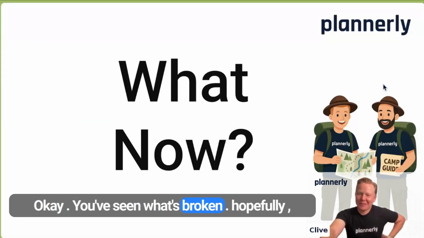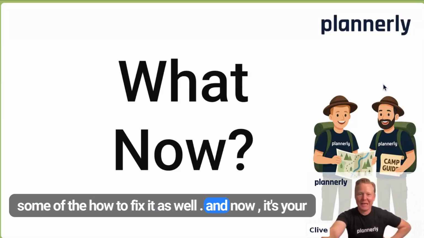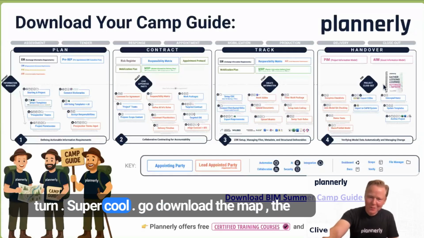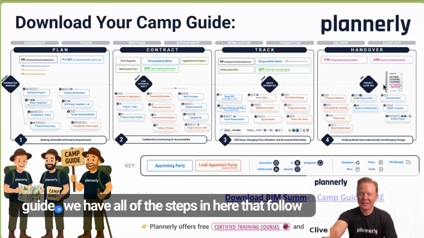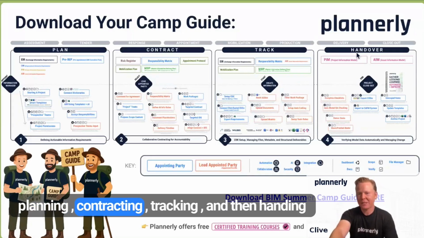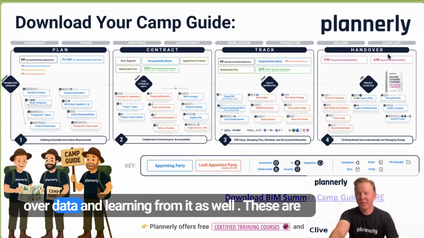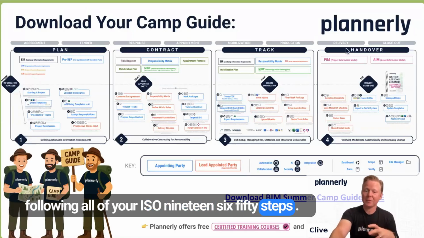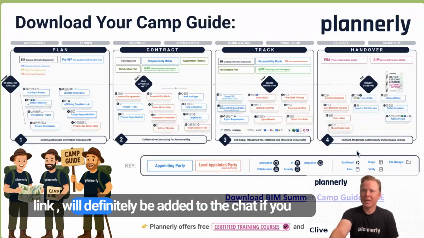You've seen what's broken, hopefully some of how to fix it as well. And now it's your turn. Super cool. Go and download the map, the guide. We have all of the steps in here that follow the workflows that we've looked at so far. So planning, contracting, tracking, and then handing over data and learning from it as well. These are following all of your ISO 19650 steps. The link will definitely be added to the chat if you haven't already got it.